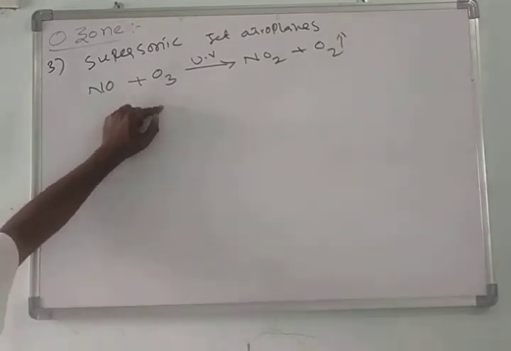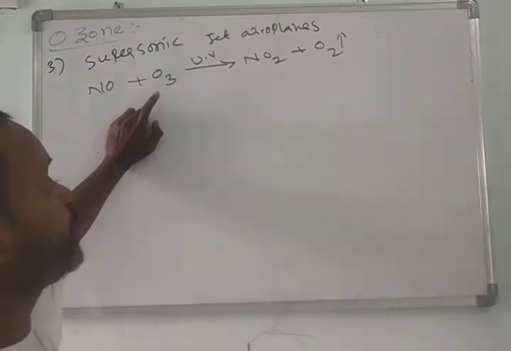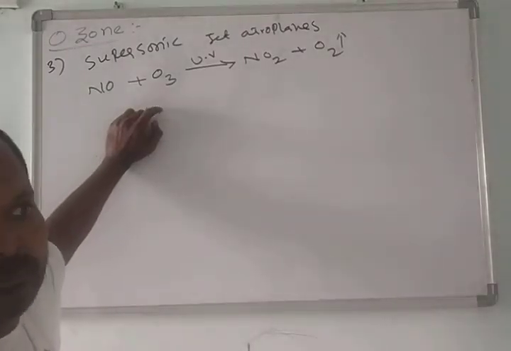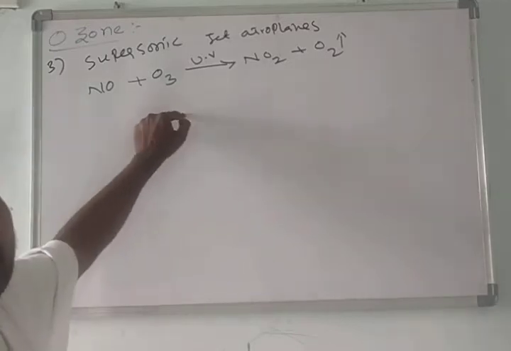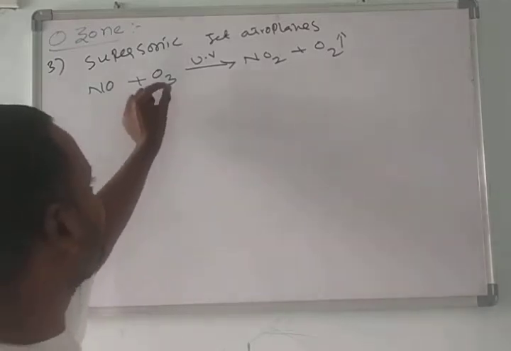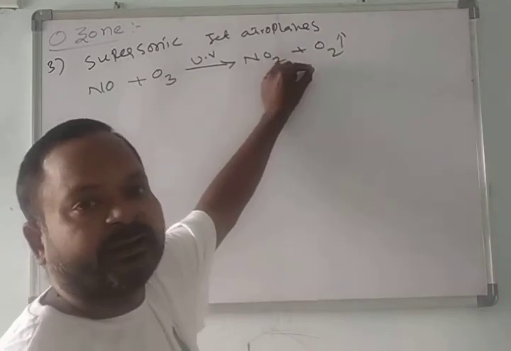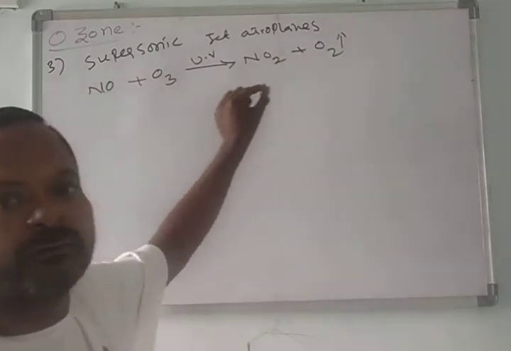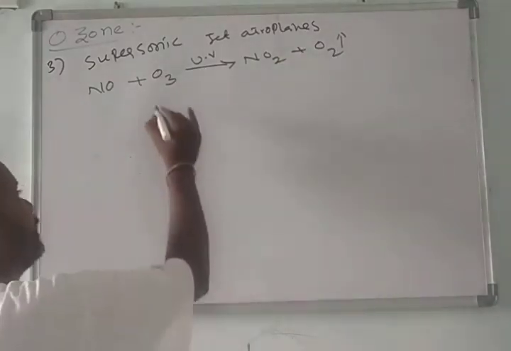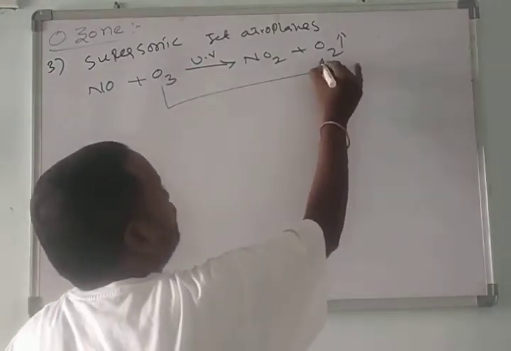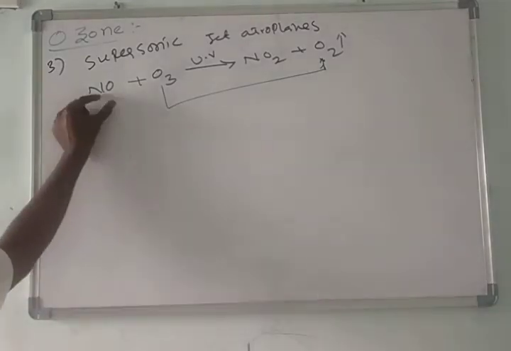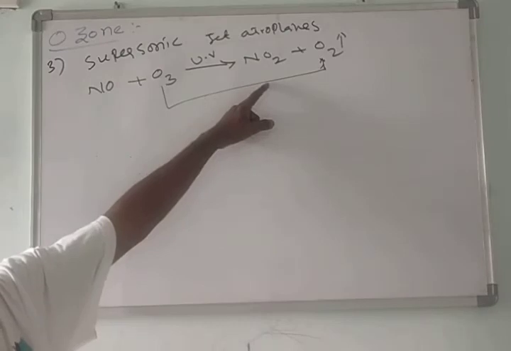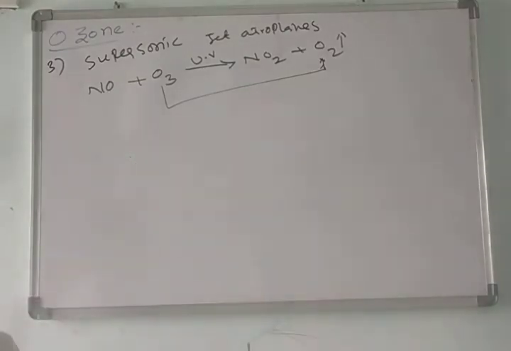That means if supersonic jet aeroplanes are moving from one area to another area in the stratosphere, the density of the ozone layer will decrease. That means ozone converts into oxygen. This is also one of the important oxidizing properties of ozone. Here nitric oxide is oxidized into nitrogen dioxide.